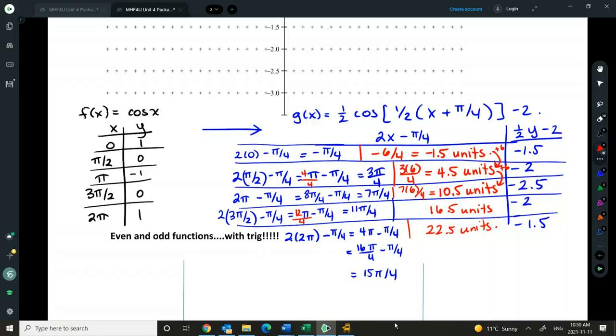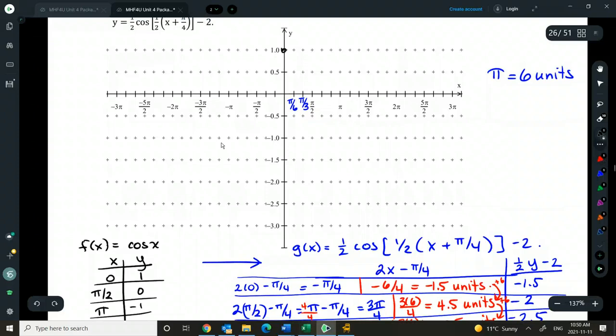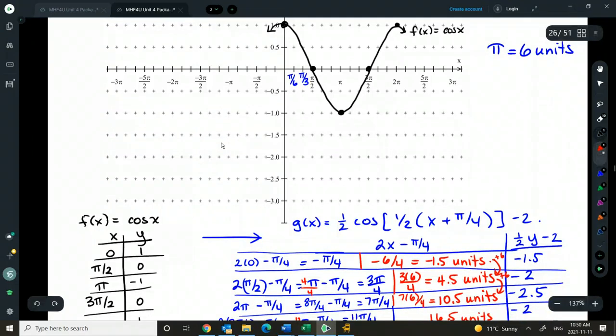Now that we know all the units, this should be easy. We're just going to count, right? That's all we need to do. So 1 cycle of the parent function, just graphing this function here: 0, 1, pi over 2, 0, pi, negative 1, 3 pi over 2, 0, 2 pi at 1. There's the parent function. I'll call this f of x is cos x. Then I'm going to graph at negative 1.5 units on the x-axis. So I'm going to count over 1.5 units to the left, and I'm going to plot that at negative 1.5. It's about right there.